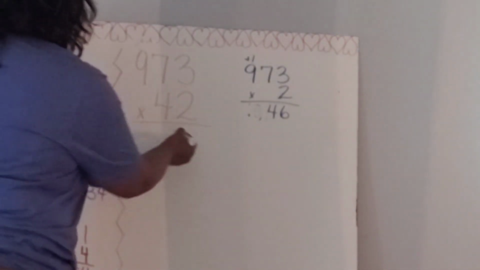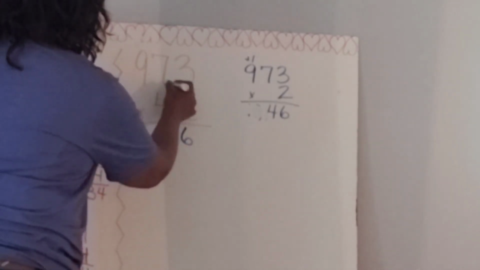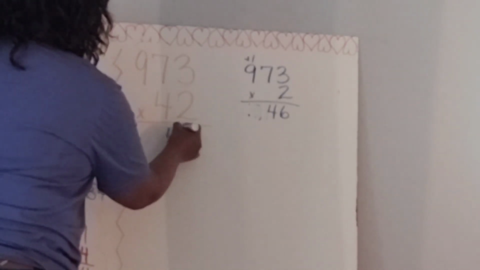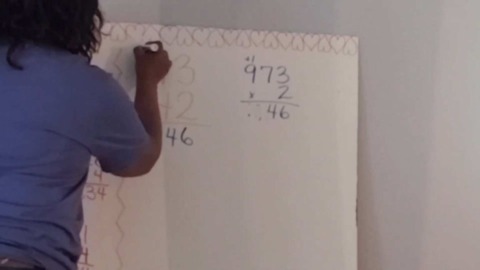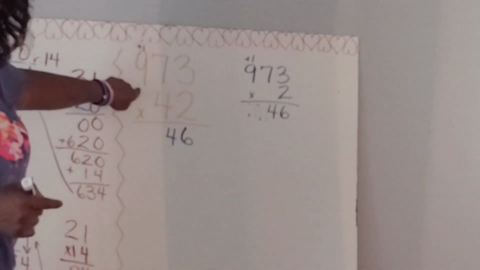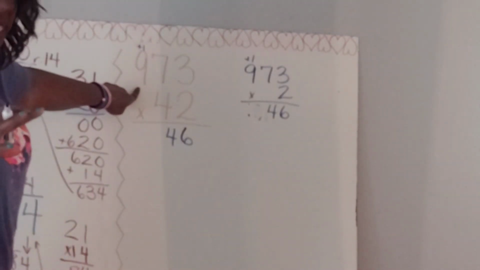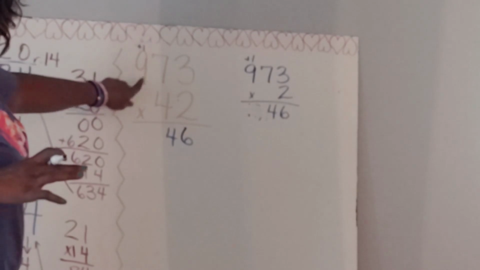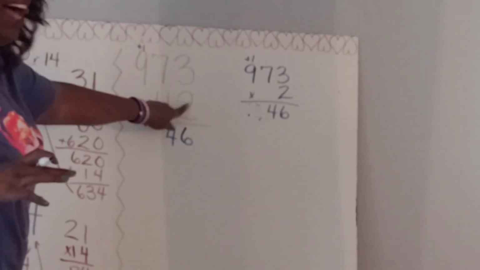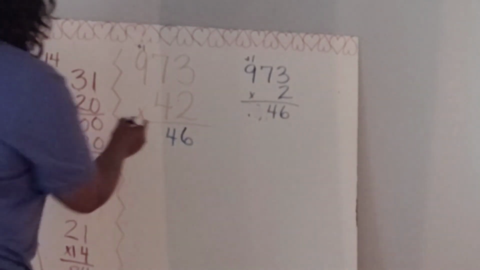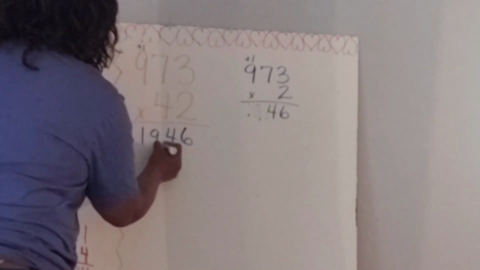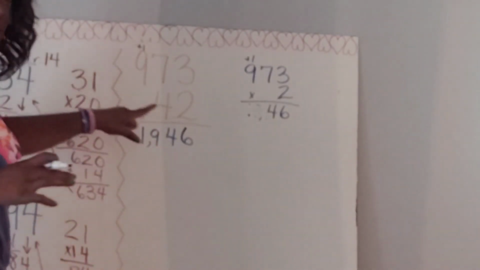So 3 times 2 is 6. 7 times 2, 14. Carry over the 1 with a plus sign because there's somewhere to carry it. If you have somewhere to carry it, you need to carry it. Now 9 times 2, 18 plus 1, 1,946. That makes much more sense, okay?